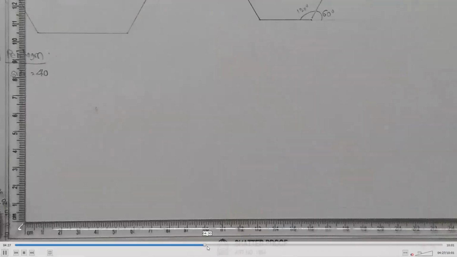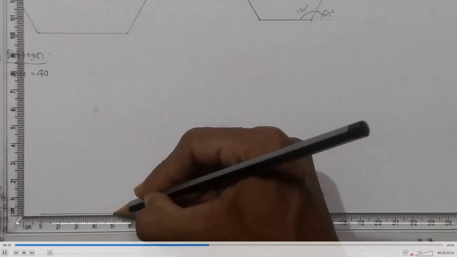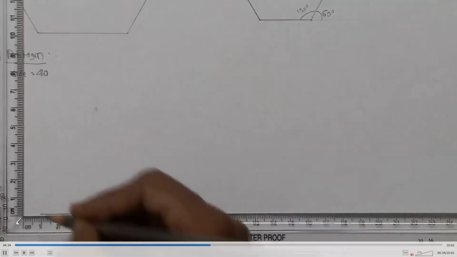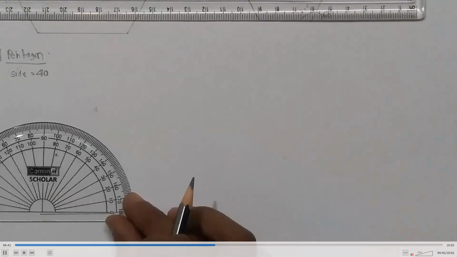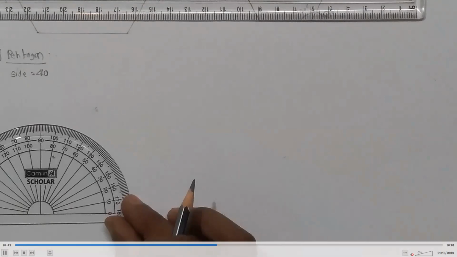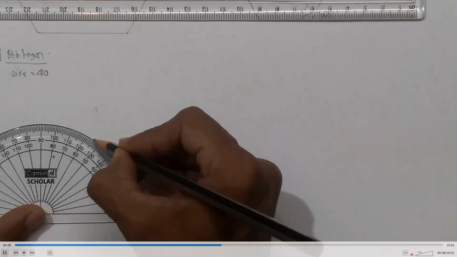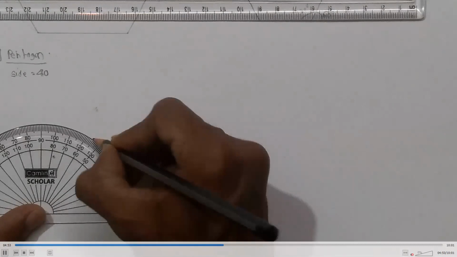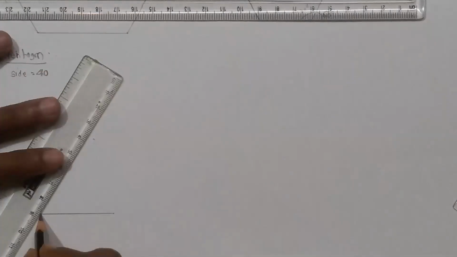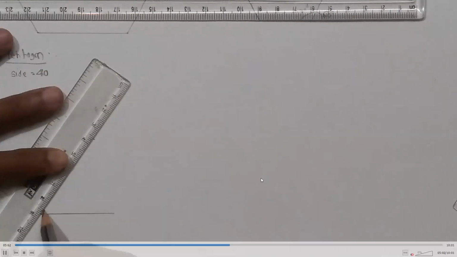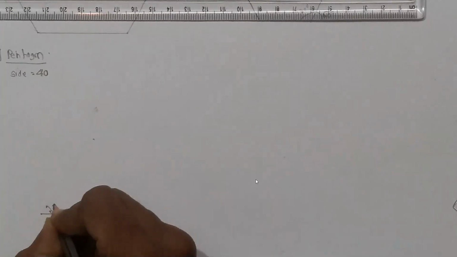Now next is pentagon. So suppose we want to draw the pentagon of side 40 mm. So you can draw one horizontal line of 40 mm. Then draw two lines at 54 degree. So basically you have to prepare one isosceles triangle. So this angle is 54 degree.